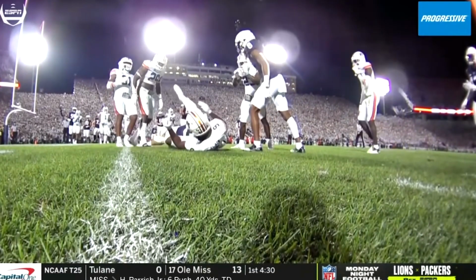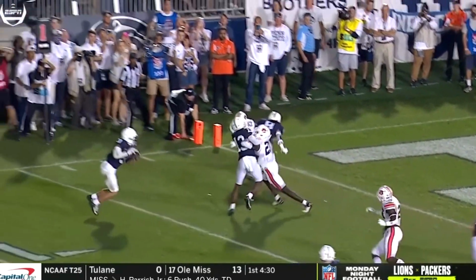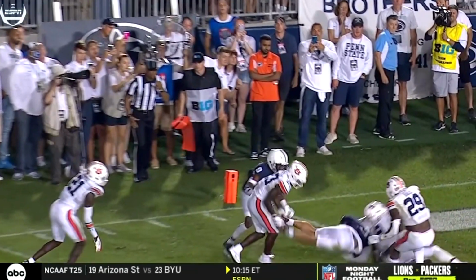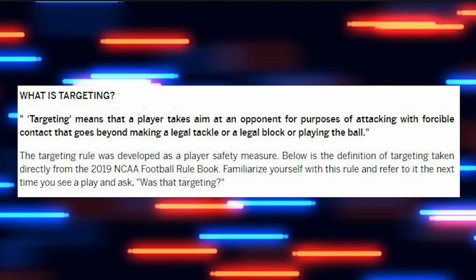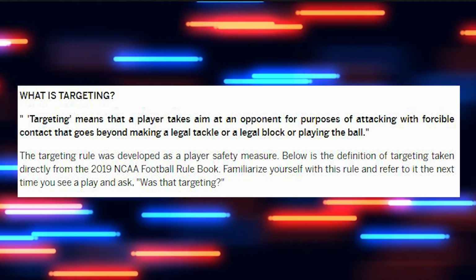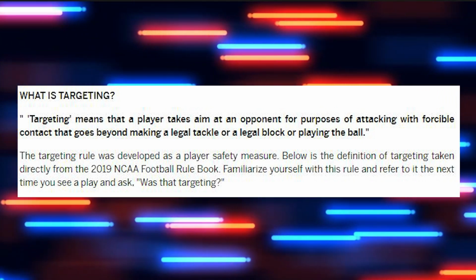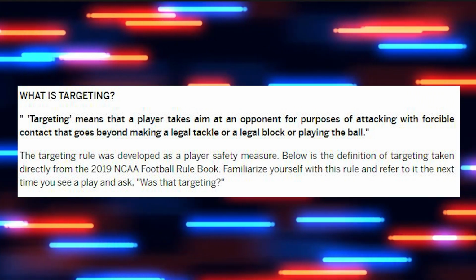But the question is, was it truly targeting as far as the definition of targeting and the stipulations and indicators that are in the rules for targeting for the NCAA? So let's take a look at what those requirements are, what the indicators are, and judge if what we just saw meets those requirements. When we look at the definition of targeting in the NCAA rulebook in 2019, it says that targeting means that a player takes aim at an opponent for purposes of attacking with forcible contact that goes beyond making a legal tackle or a legal block or playing the ball.